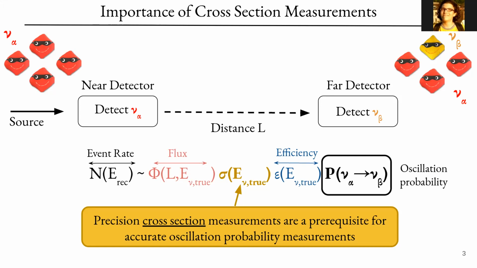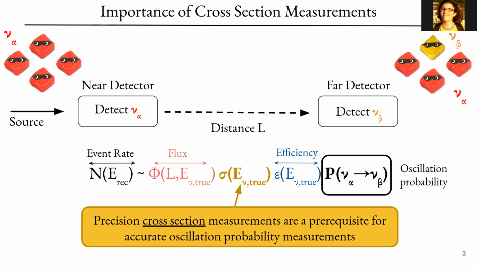And the reason why our cross-section measurements are extremely important is because of the way that a neutrino oscillation experiment works. What happens in this case is that we get started with neutrinos at the source, some of those neutrinos interact in our near detector, and the remaining ones cover some distance until they reach our far detector, at which point some of them have oscillated into a different flavor.